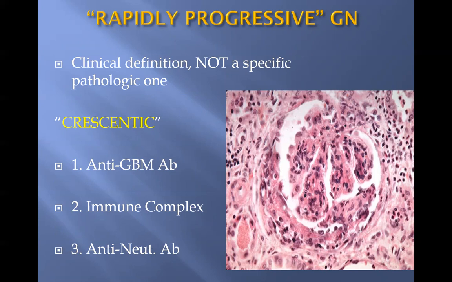So there are three main entities: number one, anti-glomerular basement membrane antibody; number two, immune complexes which can go and demolish; and number three, anti-neutrophil cytoplasmic antibody, which is called ANCA. Very nice. And we have discussed ANCA already. How many types of ANCA? Two. C and P. Very good. Excellent.